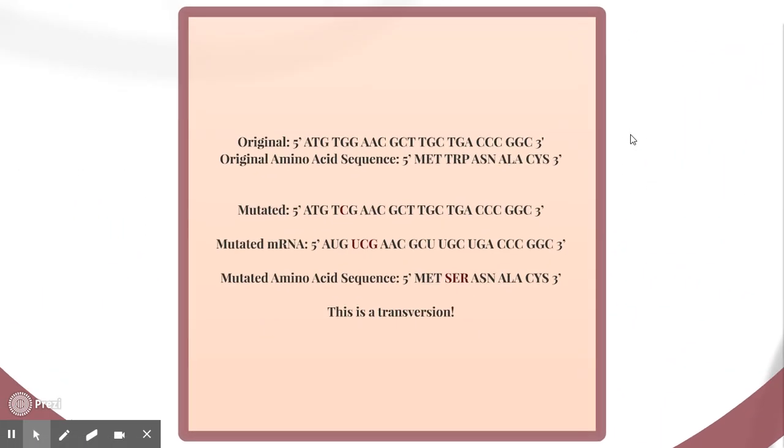So as you can see here, here is the original DNA and original amino acid sequence that we showed before. And in the mutated sequence, you can see that a C is replacing the G, which is a transversion. And that mutated mRNA now has a UCG, and the mutated amino acid sequence now has a serine instead of a tryptophan.